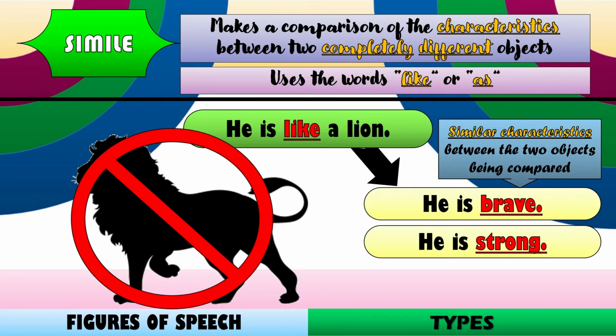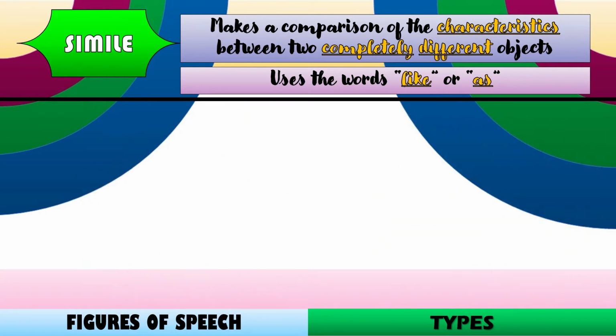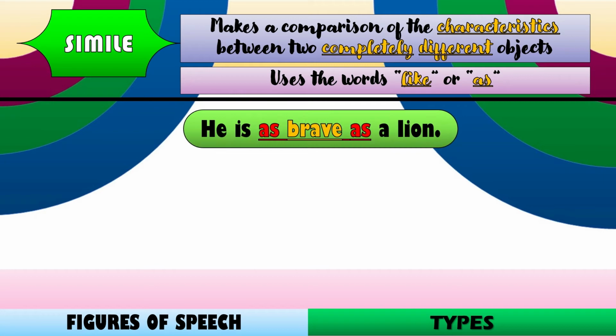Remember that when we use like in simile, it may need further interpretation, as of course the characteristics or the qualities are not clearly stated. However, another example would be, he is as brave as a lion.